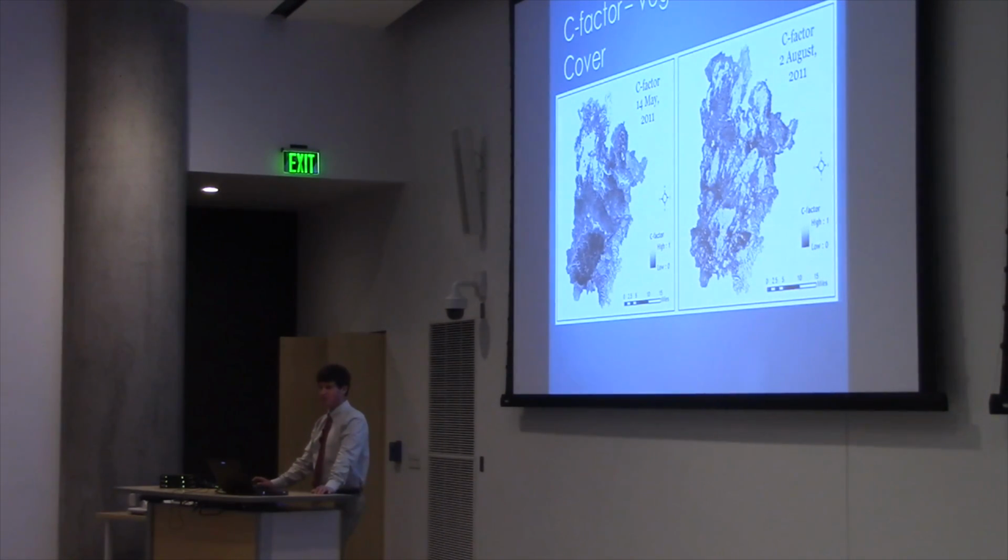The one on the left will be used for our soil erosion calculation before the fire occurred, and the one on the right afterwards. C factor values range from 0, representing high vegetation and a low potential for erosion, to 1, representing low vegetation and a high potential for erosion.